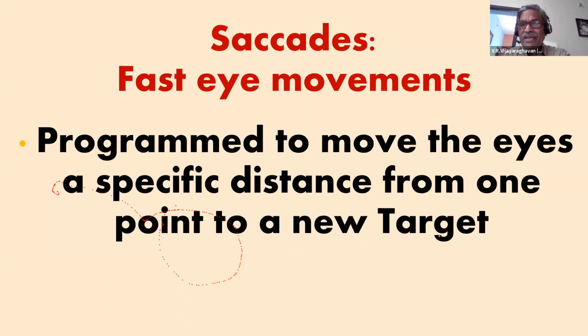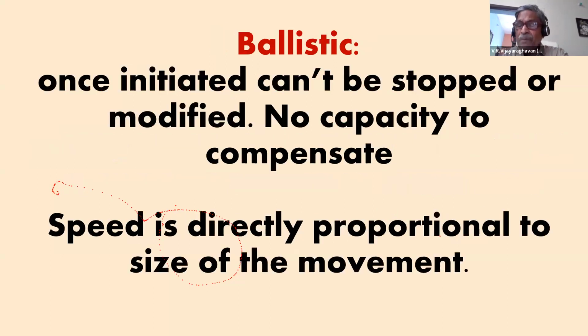Now, what is saccades? I told you what saccades are: a fast movement. That means it is programmed in such a way as to move the eyes a specific distance from one point to another point. It's a very fast movement. I can move fast and stop it there. That is called the fast movement. But what are the important points about fast movement?